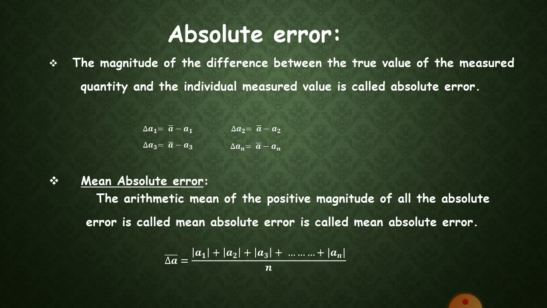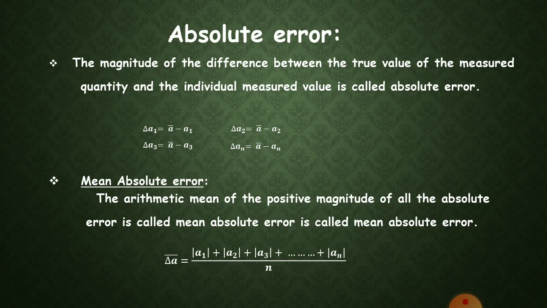Suppose we are going to calculate the absolute error in the first quantity, that is A1. What we will do? We will subtract the observed value of A1 from the true value. I've told you the true value is 5, and suppose you have observed 4.9, so you will subtract 4.9 from 5 as shown on the screen.